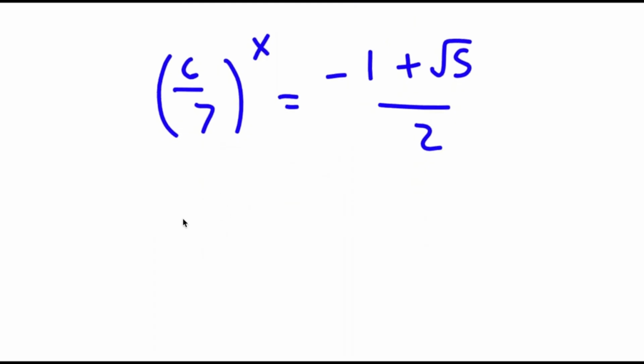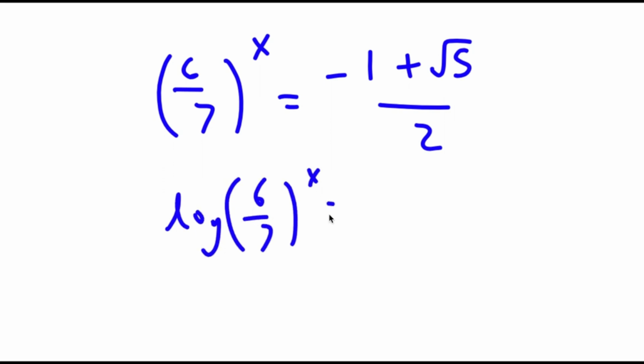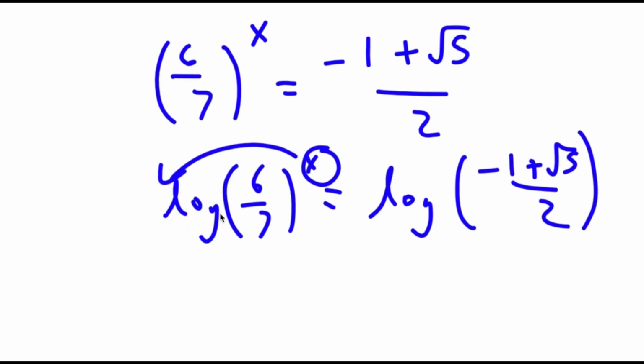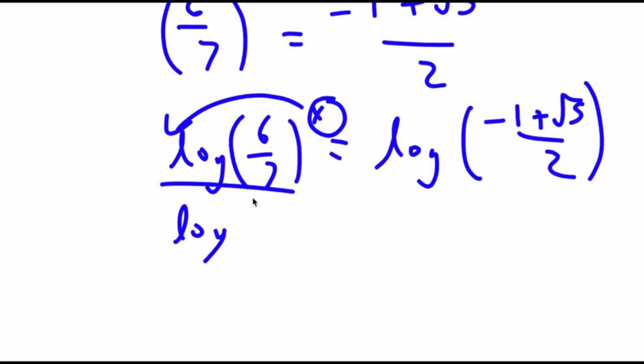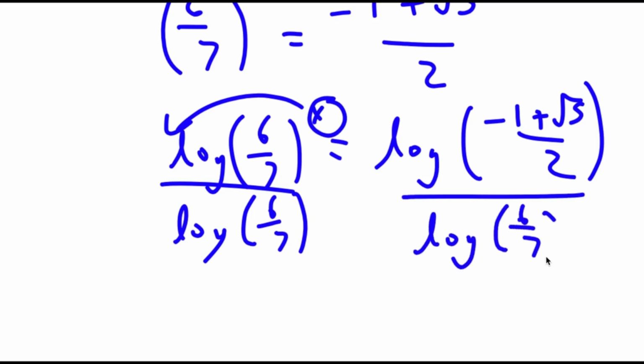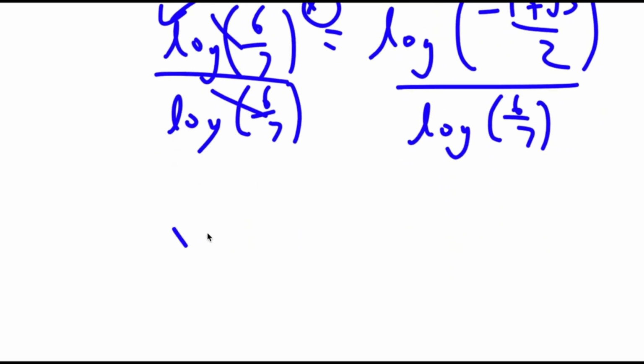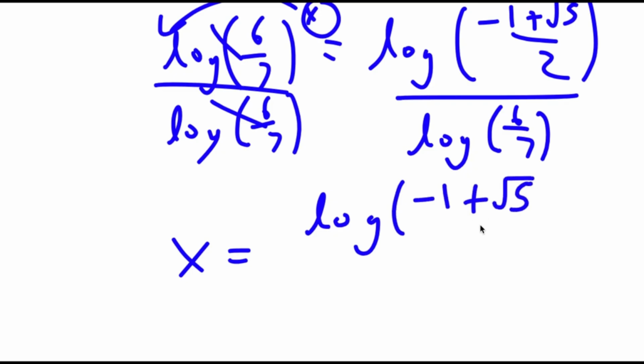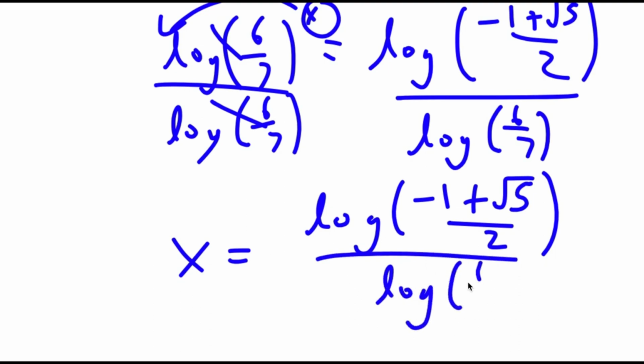So let's first start with this. I'm going to take the log on both sides. So now I have log of 6 over 7 to the power of x is equal to log of negative 1 plus the square root of 5 over 2. So now I can move this x to the front and divide both sides by log 6 over 7. So now I have these two cancel out. x is equal to log of negative 1 plus the square root of 5 over 2 over log of 6 over 7.